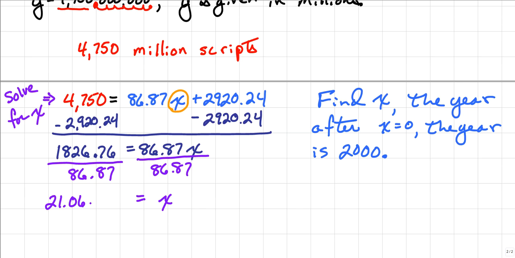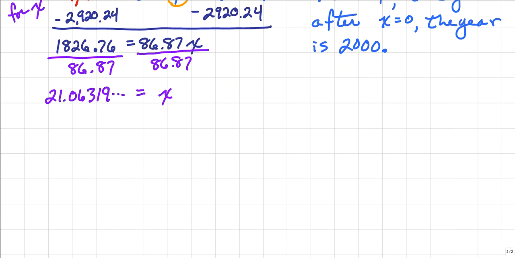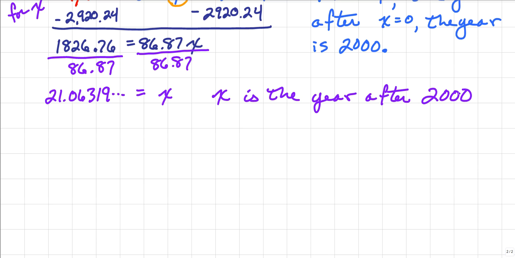And I'm only going to carry it out 4 or 5 decimal places. And it keeps going. It is a non-terminating decimal. So what this means is x is the years after 2000.